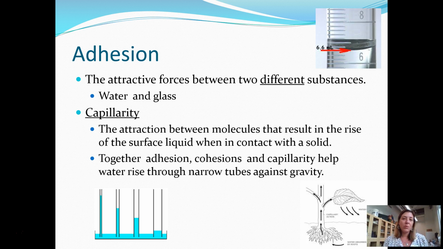So it's really important, obviously, for plants because without this capillary action, the plants wouldn't get the water that they need, and they also wouldn't get the minerals that they need, because the minerals or nutrients, you might call them, are dissolved in water, and that's how they're brought into the plant.